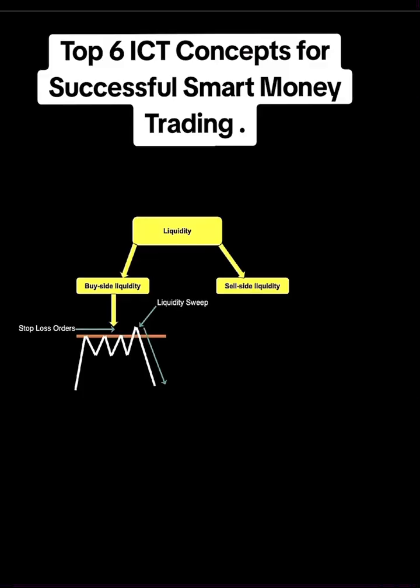As shown in the example, equal highs are considered buy-side liquidity. Market makers sweep these old highs, clear the buy-side liquidity, and then drive the market down, which is a perfect example of a buy-side liquidity hunt.